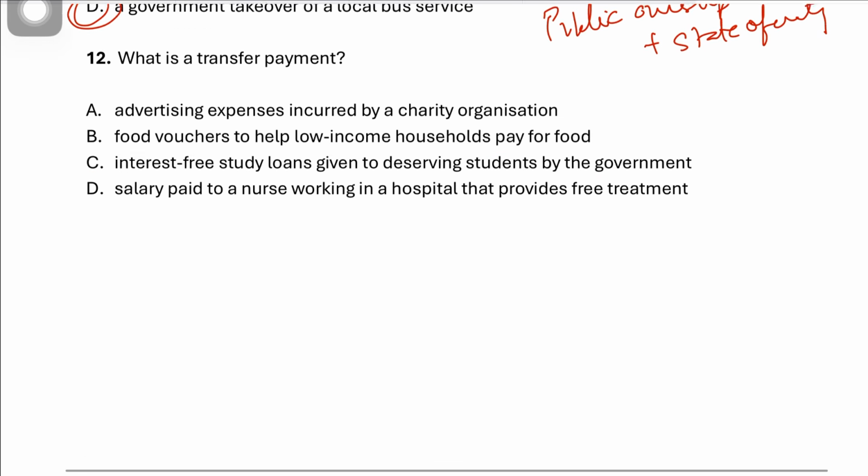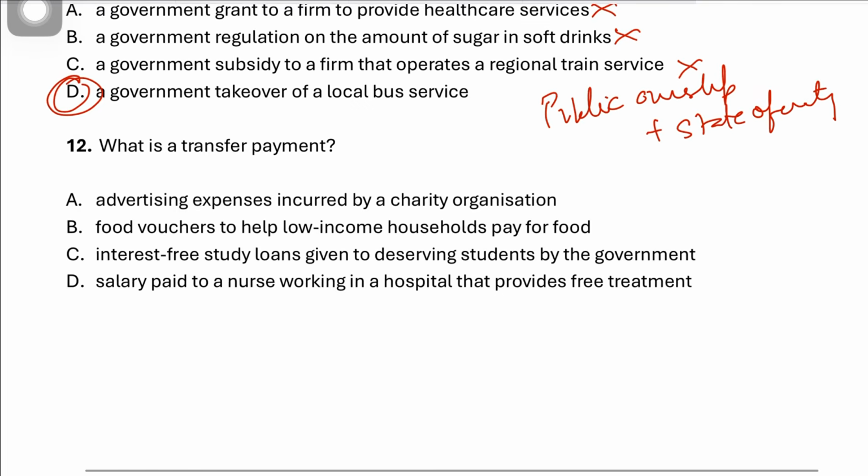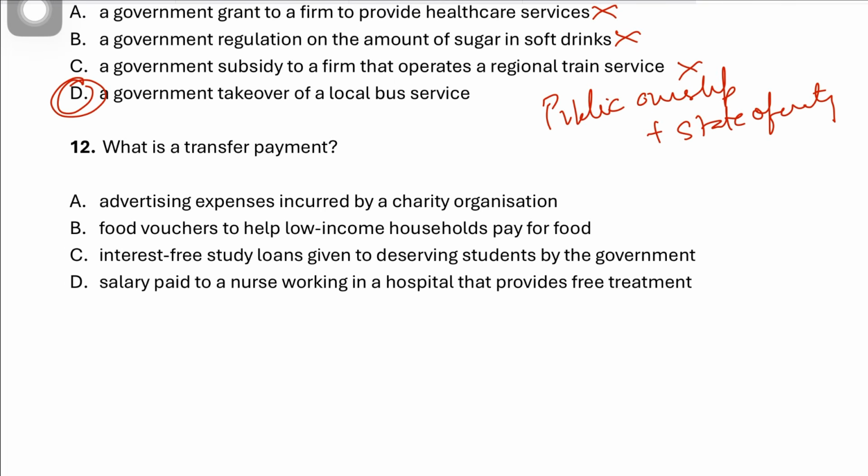Question 12 says, what is a transfer payment? A transfer payment is simply, we know that it's money or support that is given without the recipient of the payment providing any good or service in return, right? So the correct answer has to be B for boy. Food vouchers, because food vouchers help low income households pay for food, but that payment is not made by the government for any productive work being done by these low-income households. Nothing is being sold to the government in return, right? So that is what makes B for boy the correct answer.